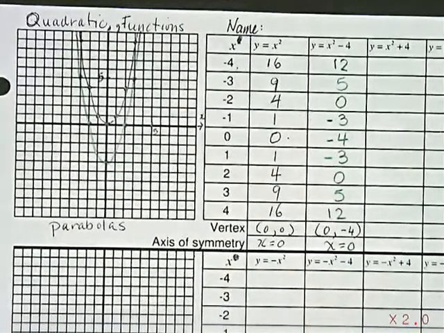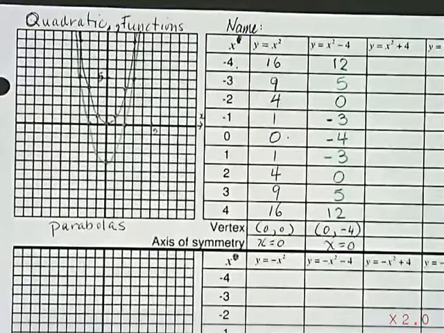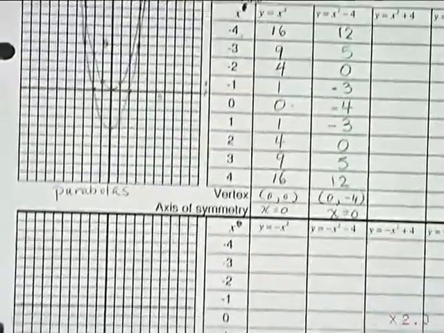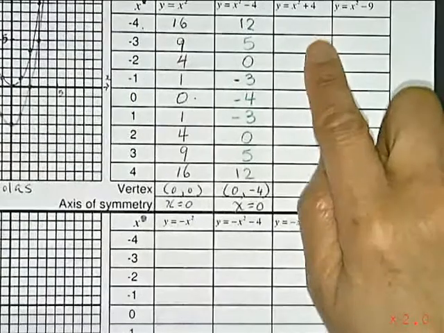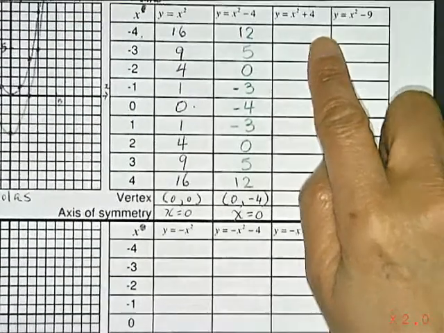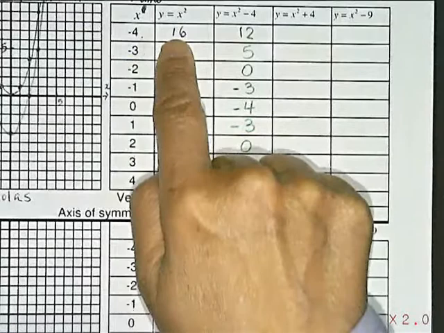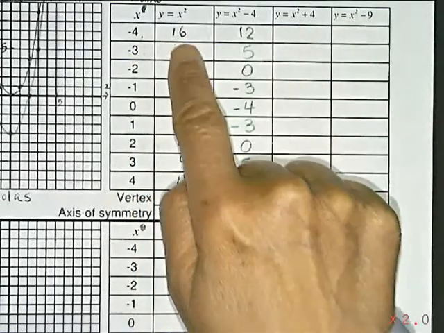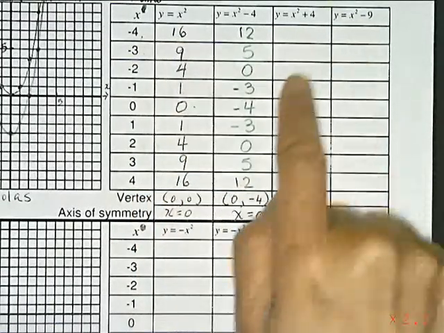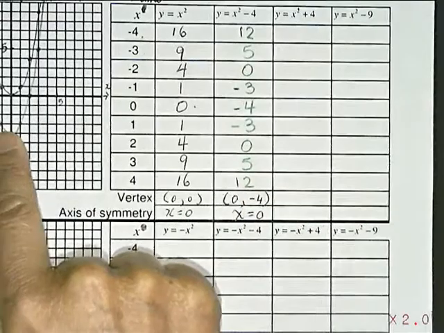Okay, there you go. So now I'm going to do 2 more, one from each of these patterns. So you are going to finish this one. You are going to add 4 to the x squared term, right here. Then you're going to subtract 9 from the x squared term and see what you get for the graph. Graph these on this grid.